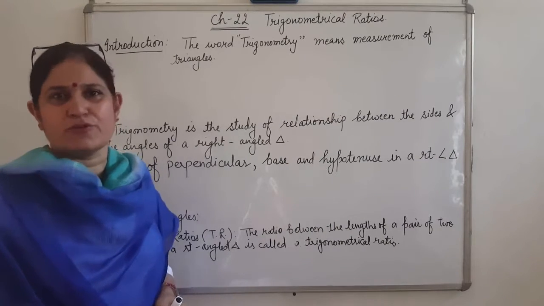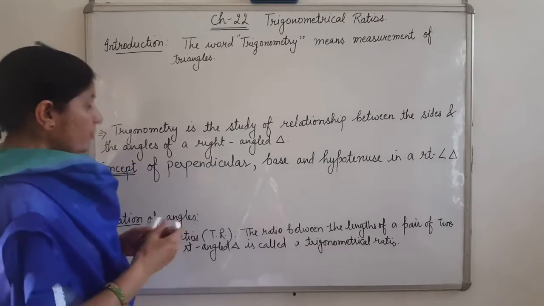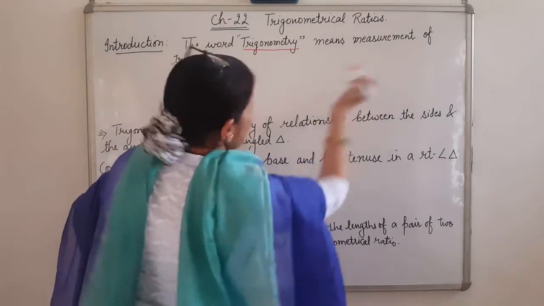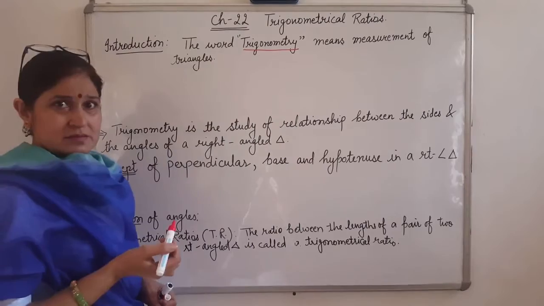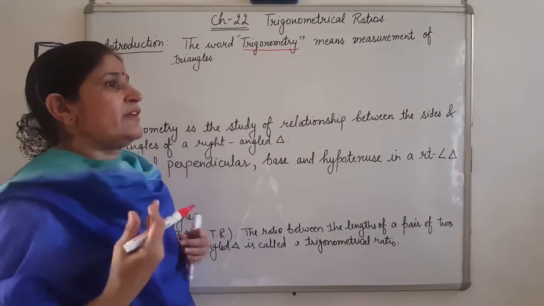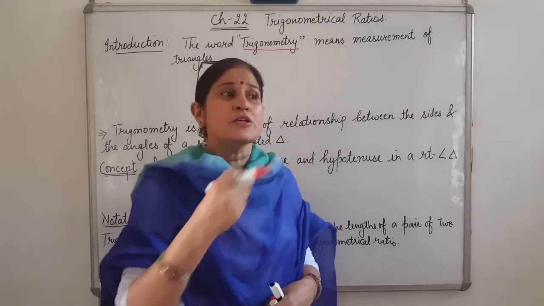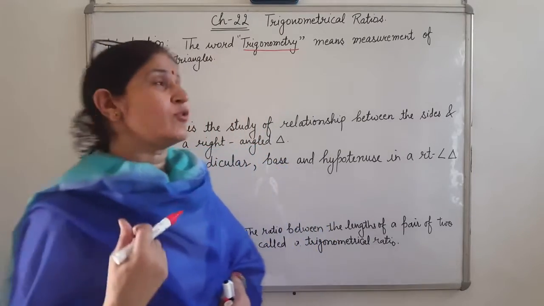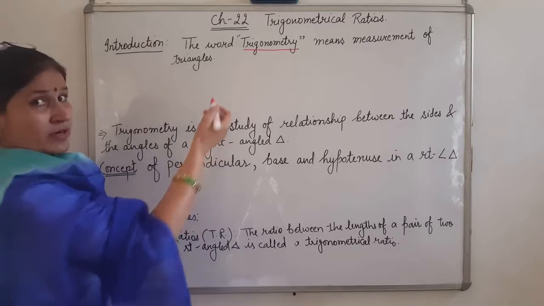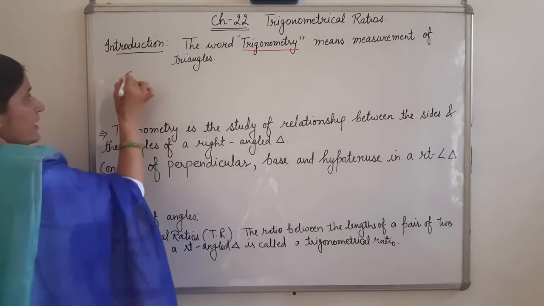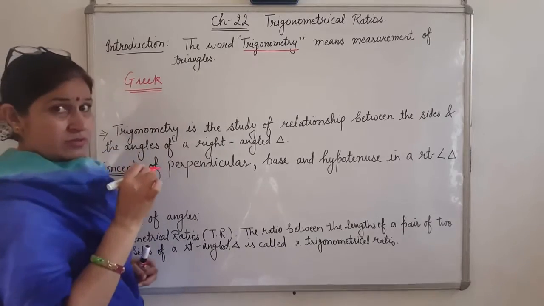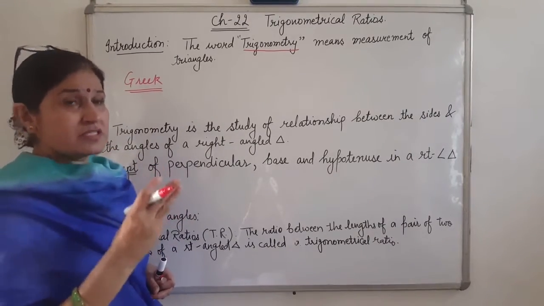This is a new word for you, I know. Trigonometry word means measurement of a triangle. Whatever, in a triangle we have three sides, we have three angles. So using that we find the measurement, that is called trigonometry. This trigonometry word is derived from Greek language.